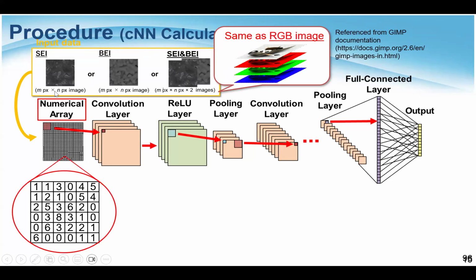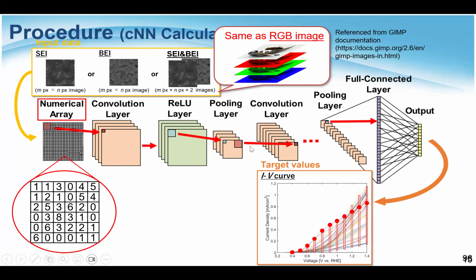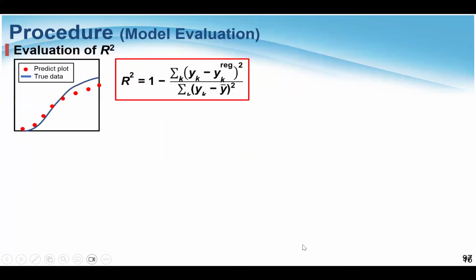And any of the images are actually formed by numbers. These numbers are calculated by convolution and then averaging and activation. Then these calculations are repeated several times, and finally it is converted to about 15 numbers corresponding to the photocurrent values.